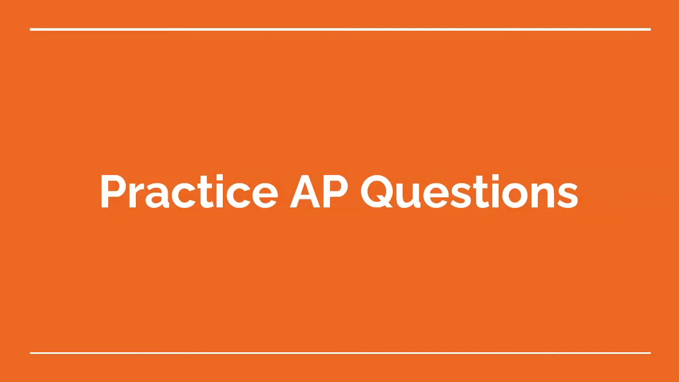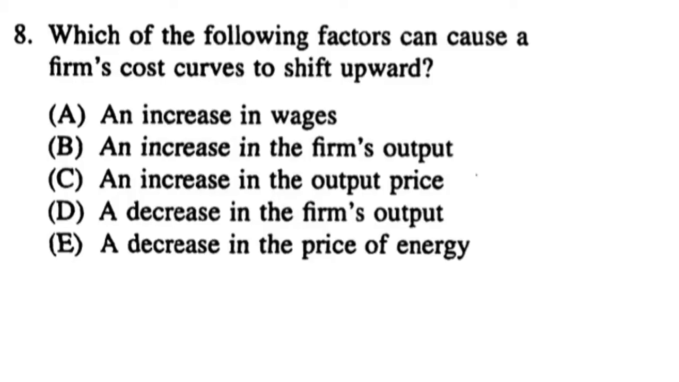All right, so this is the practice AP questions for short run production costs. So let's get started. The first question, question number 8: which of the following factors can cause a firm's cost curve to shift upward? Whenever you see the term shift upward, we can really mean shift to the left, in other words, a decrease. So what is going to cause our firm's cost curves to shift to the left, or to decrease here?